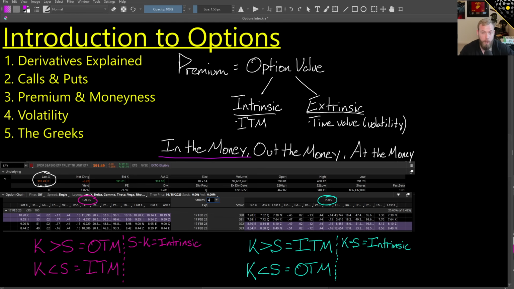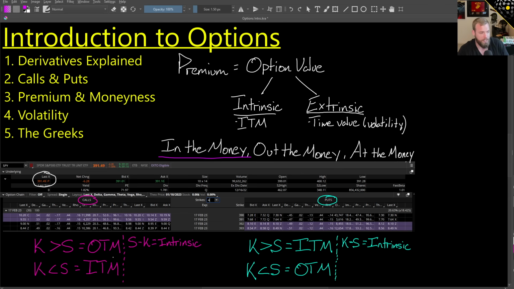So when we're talking about calls, this is what determines moneyness. If our strike price is above the security price, it's out of the money. If our strike price is below the security price, it's in the money. What does in the money mean? Well, same scenario: 391.49 is the security price right here. Then let's use this 390 call. Is 390 below 391.49? The answer is yes. That means it's in the money.